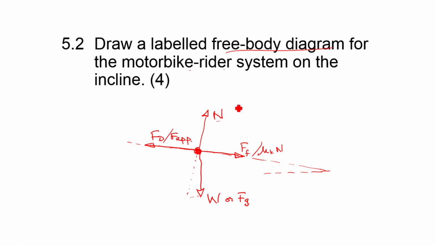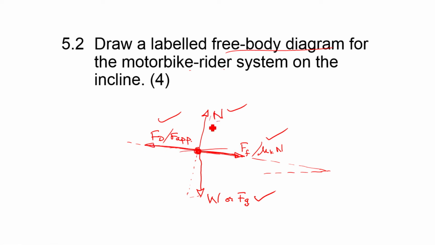4 marks. Money for jam. 1 mark for that. 1 mark, and yeah, you show the weight, all that. 1 mark for that, 1 mark for that, 1 mark for that. And of course, getting that mark, you would have to show that this is at an angle down the plane. You have to show that this is up the plane, parallel to the plane.